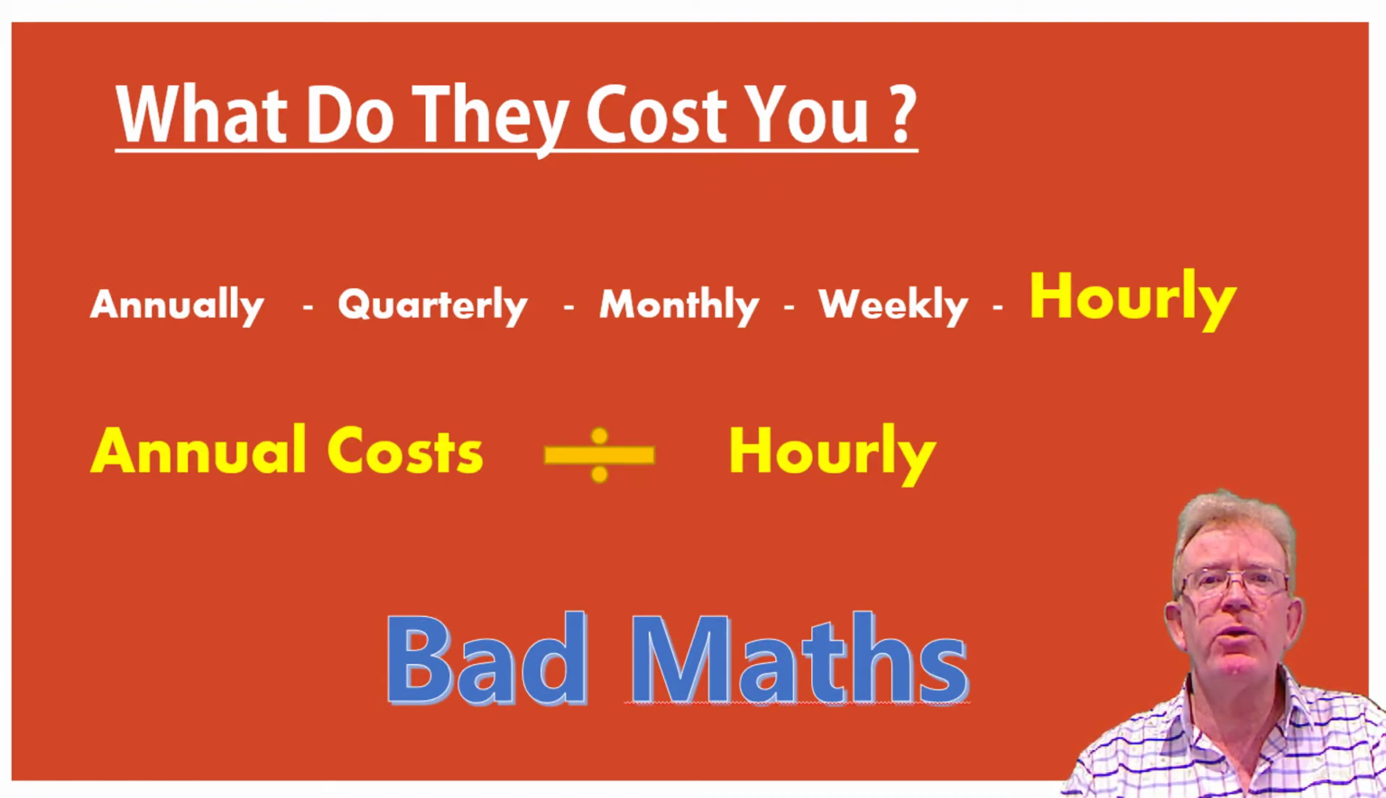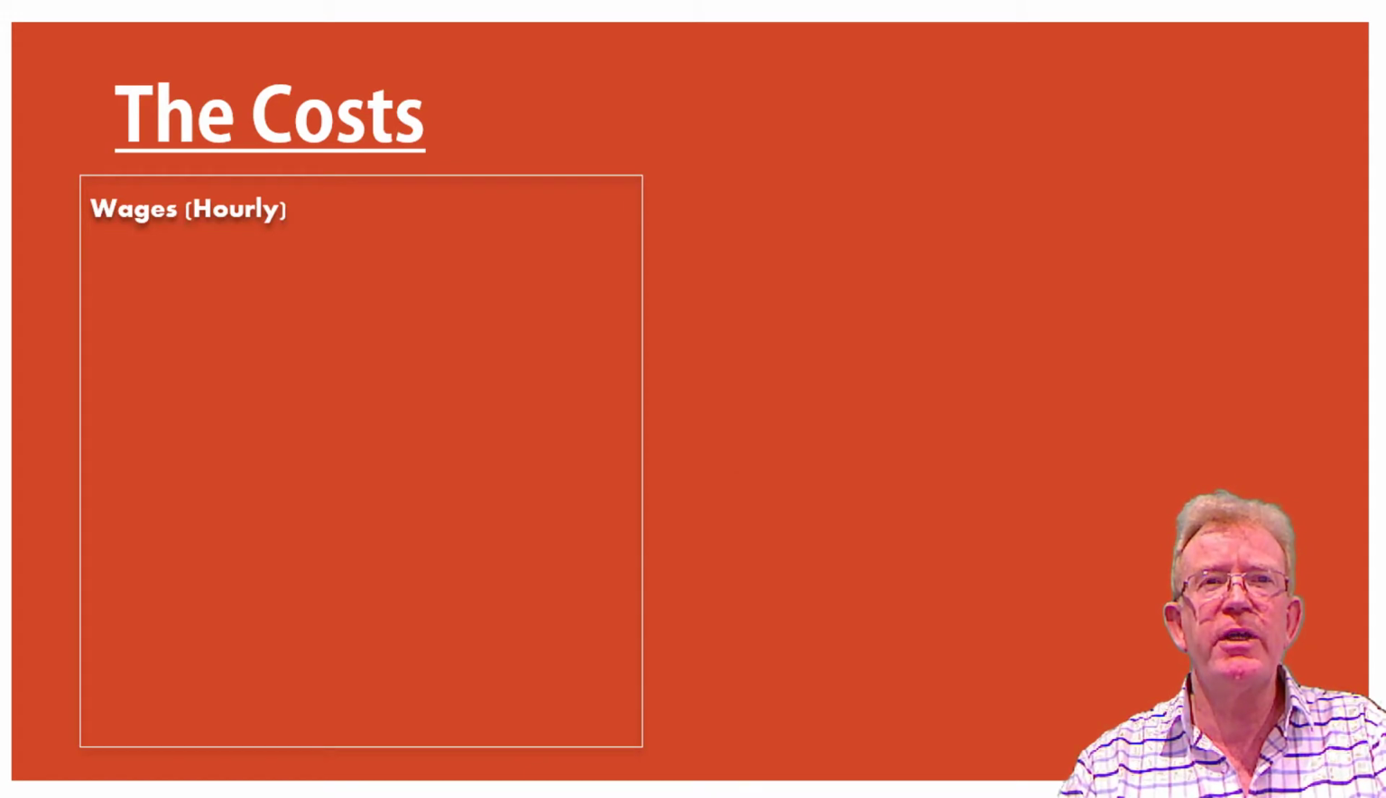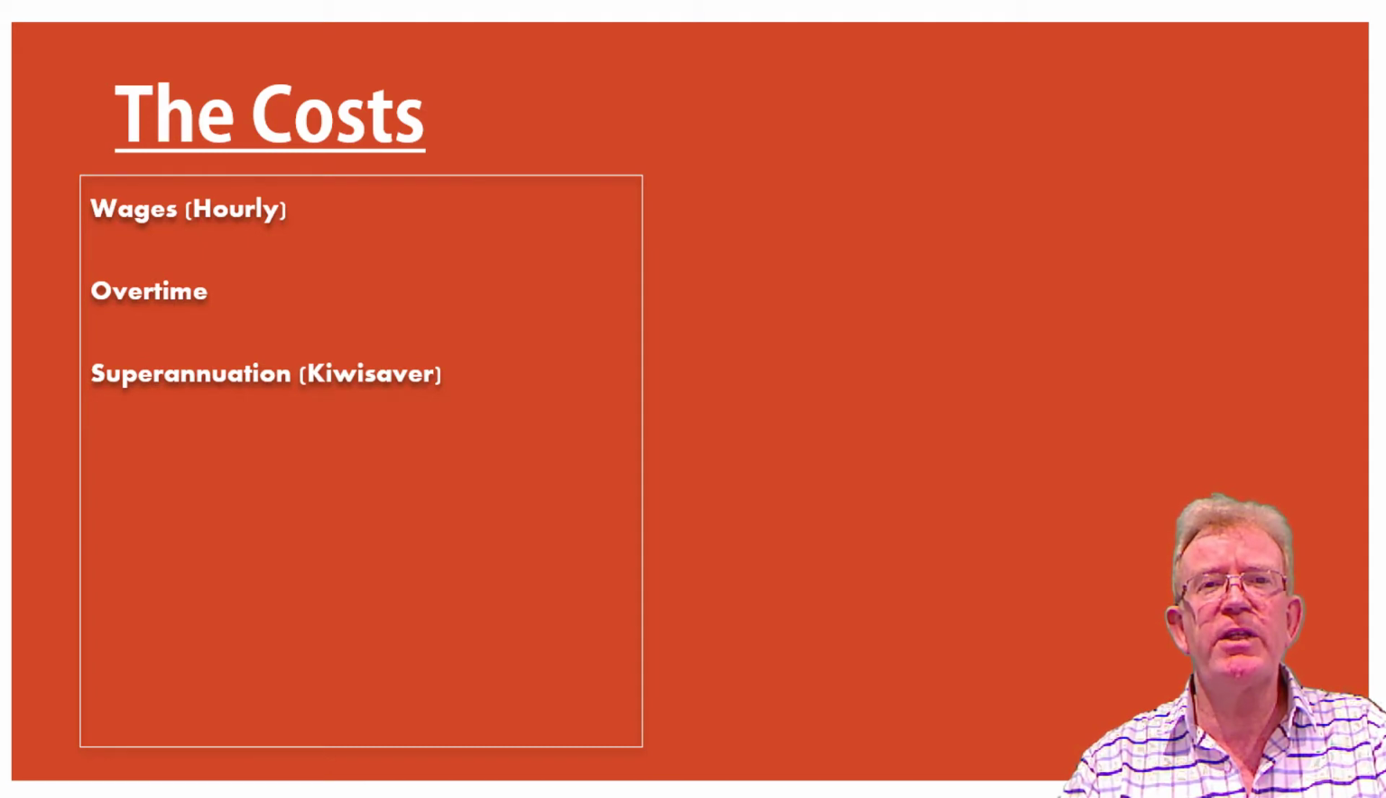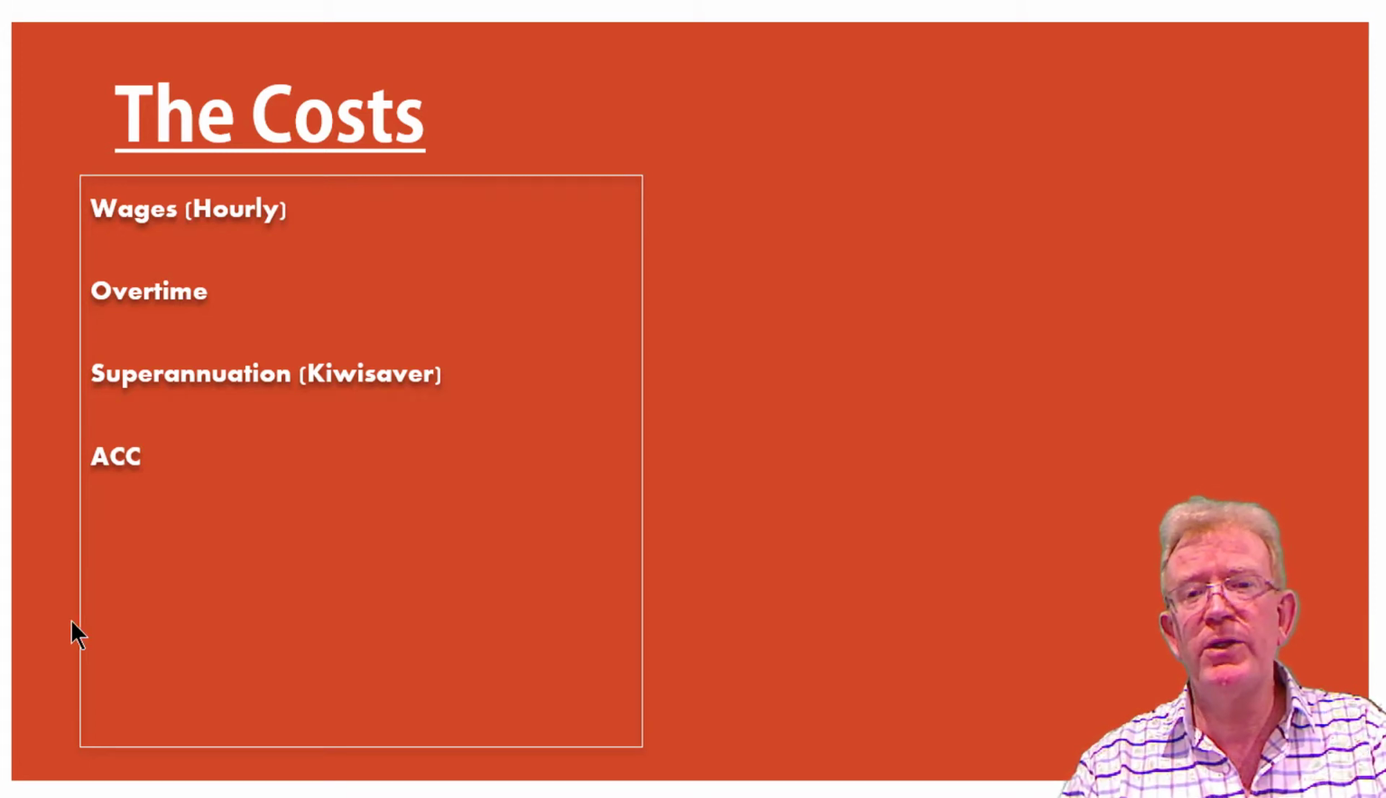So the first thing we want to do is establish the costs. So if we look at the wages, which are paid hourly, and then we add in the likely overtime for the year as well, and on top of that we add in superannuation if it's there, say KiwiSaver, and on top of that if we add in ACC. Now this takes a wee bit of working out and can be a bit more convoluted.